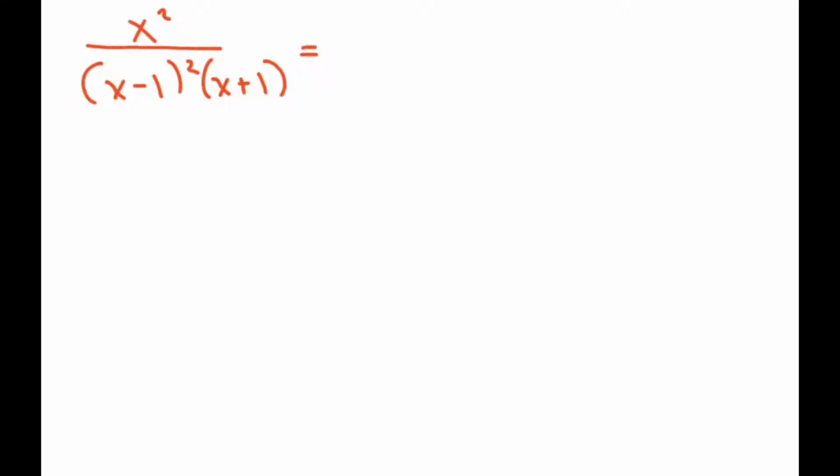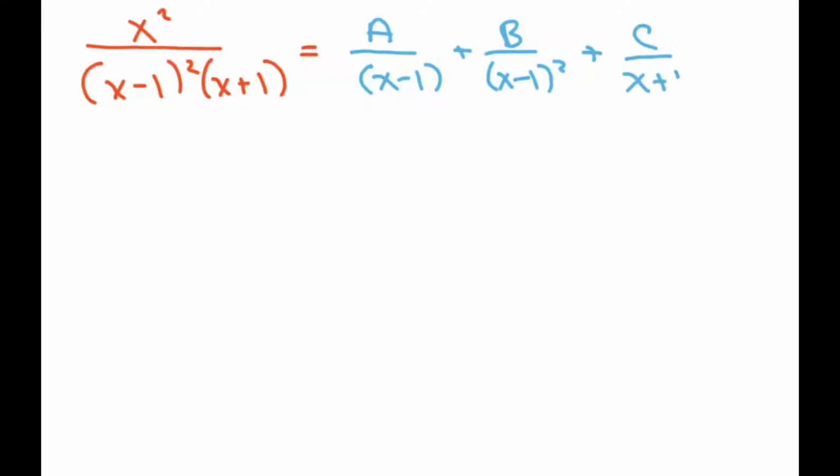So what I mean by that is I'm going to write this as A divided by x minus 1 plus B divided by x minus 1 squared plus C over x plus 1. Because we can have something like this and get this common denominator on this left side here. Now to clear the fractions, we're just going to multiply everything through by our least common denominator, which is this.